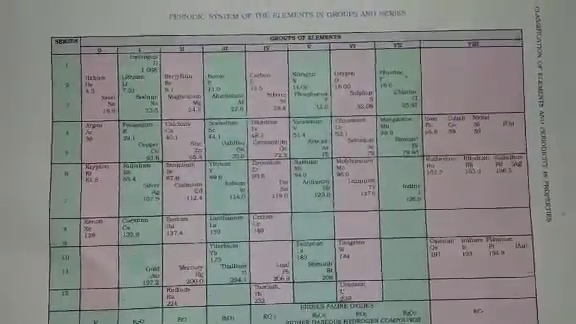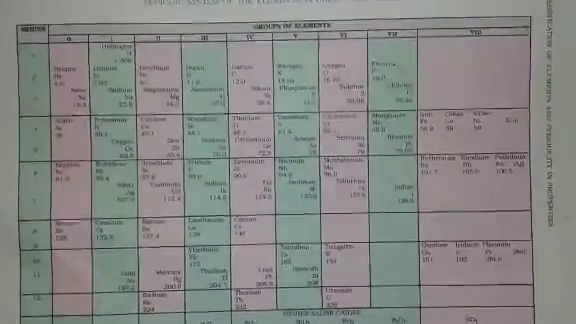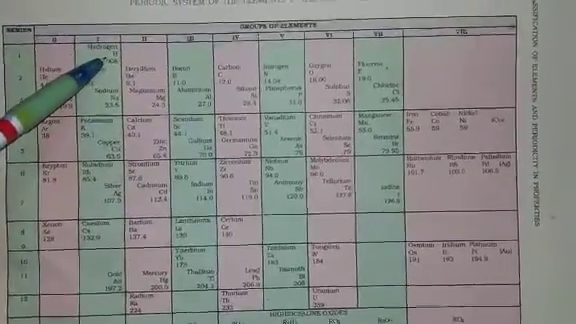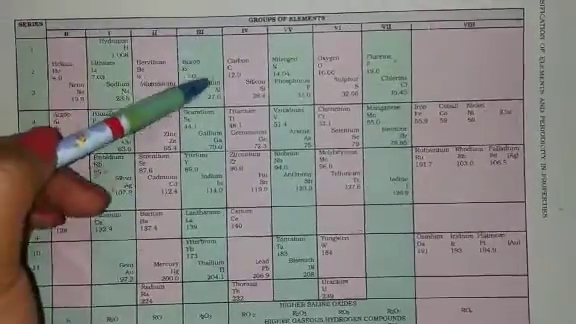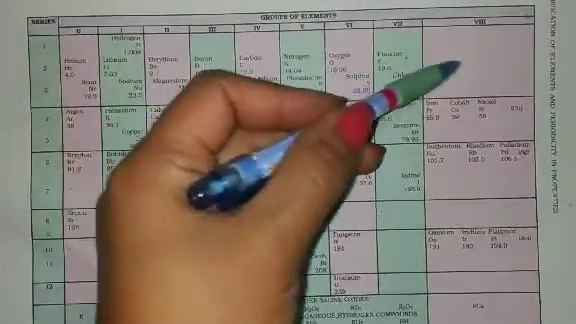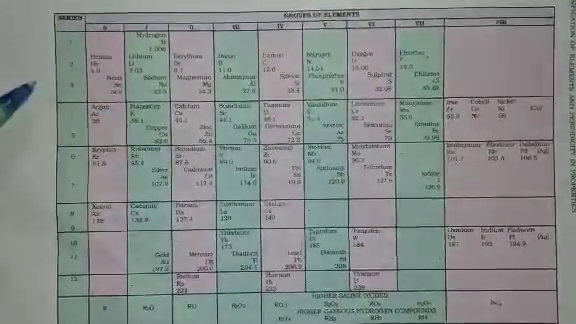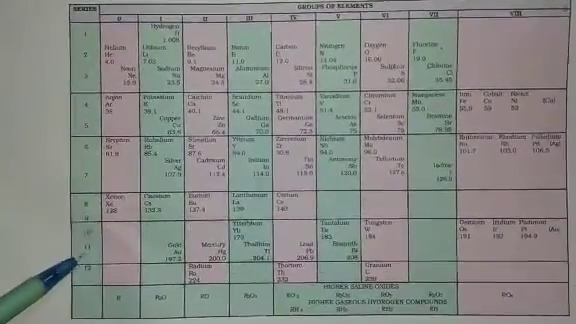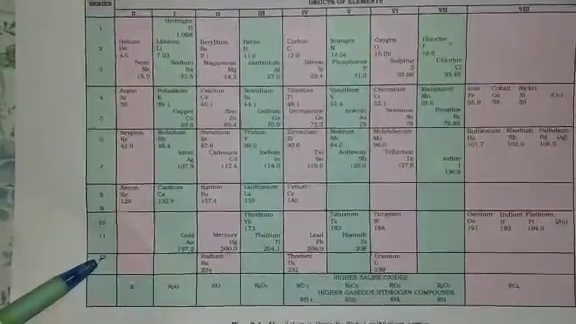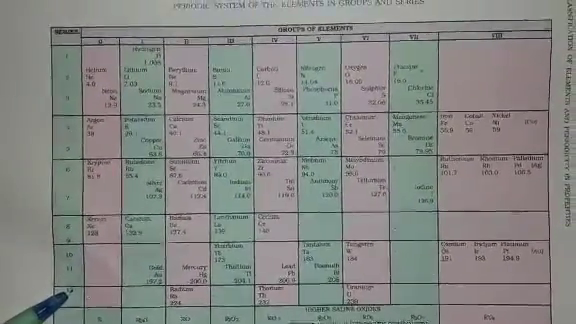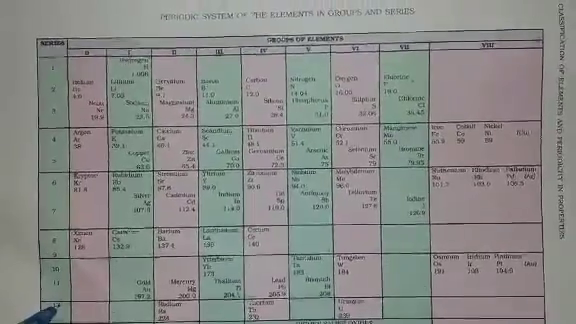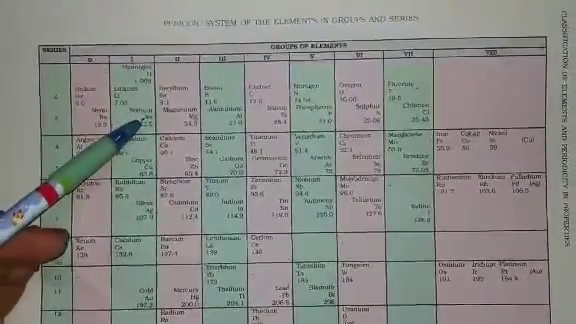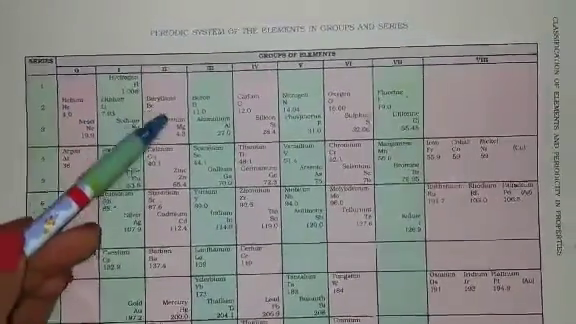In his table, he arranged the elements into 8 vertical rows, 1, 2, 3, 4, 5, 6, 7, and 8, and 12 horizontal columns, 1, 2, 3, 4, 5, 6, 7, 8, 9, 10, 11, and 12. In this table, he arranged the elements according to their increasing atomic masses, and every row had two elements.